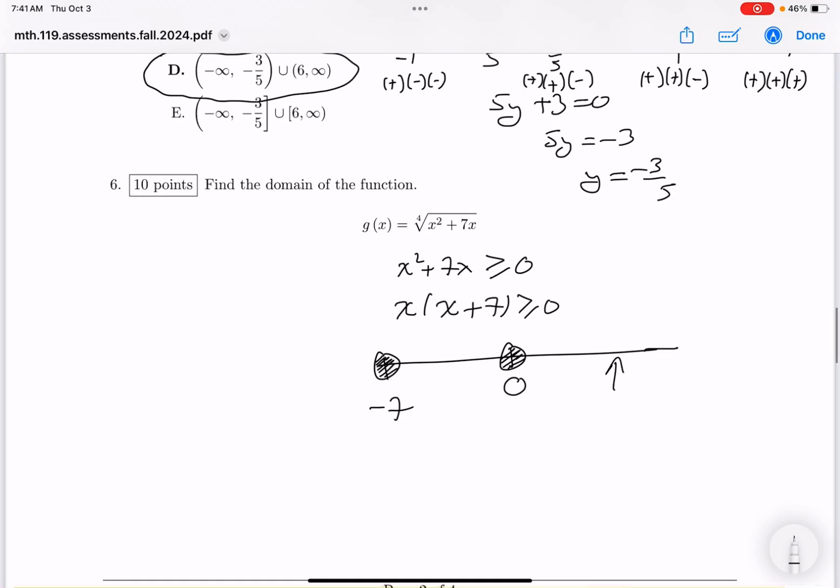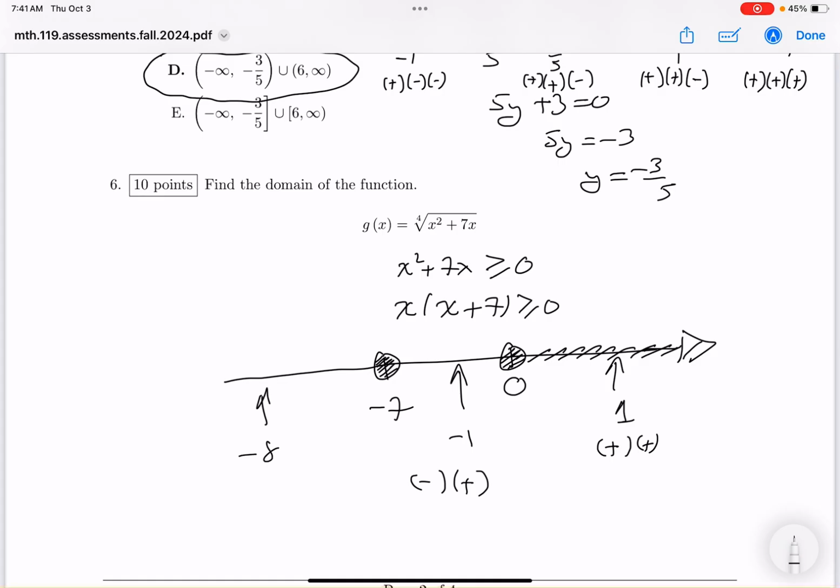Now I'll take a test point over here like 1, plug it in. You get a positive times a positive, which is certainly greater than 0. I'll shade that in now. I'll take a number over here like minus 1. What do you get? You get negative and a positive, which is negative, and negative numbers are not greater than 0. Take a number over here like minus 8, plug it in, you get negative times a negative, which is a positive, and positive numbers are greater than 0. So I know my domain, so I'll write the domain down for you. Domain is going to be from minus infinity up to minus 7, union, and then you get 0 to infinity. All right, put a little box in that.